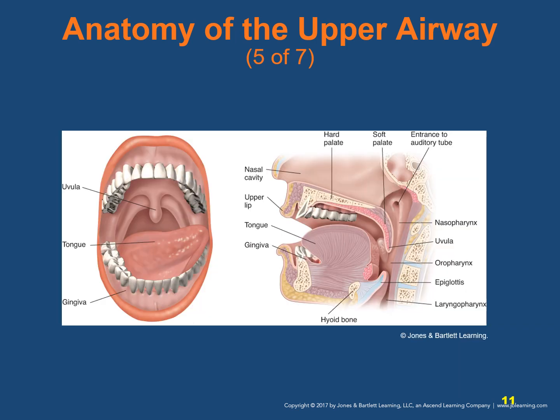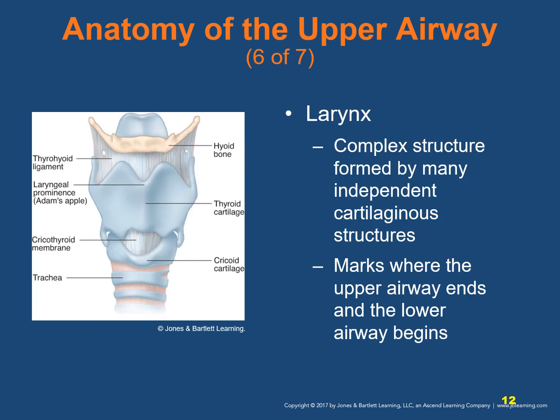This helps prevent food and liquid from entering the larynx during swallowing. The figure on this slide shows the anatomy of the oral cavity. The larynx is the complete structure formed by many independent cartilaginous structures. There are marks where the upper airway ends and the lower airway begins. The thyroid cartilage forms a V shape anteriorly, which is called the Adam's apple, and it is present in males and females. It's just less pronounced in females, but everyone has this thyroid cartilage V-shaped structure.